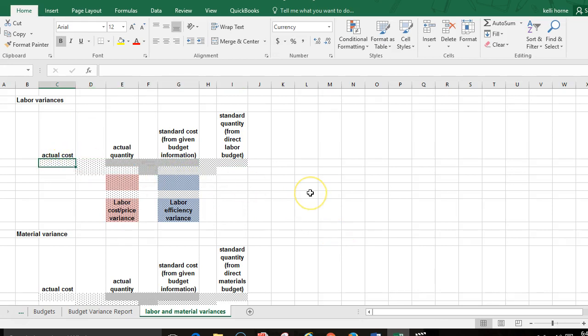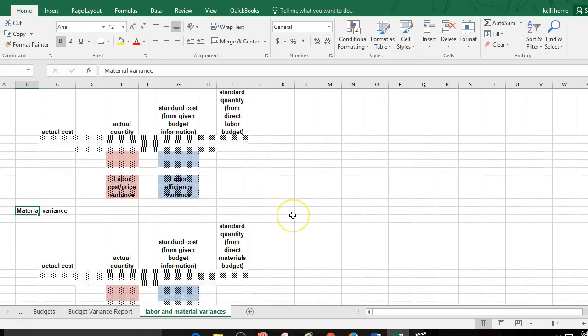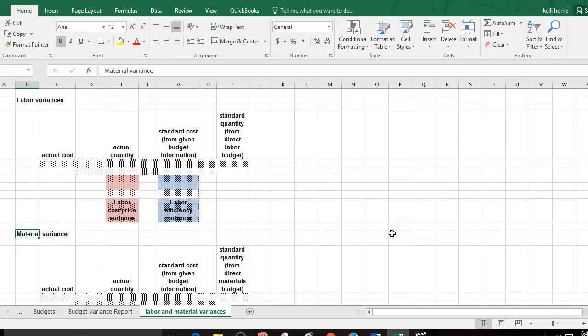All right, so if you look here, you're going to be looking at labor variances, and you're going to be looking at material variances. So you can see this worksheet is separated into two different sections. I'm going to walk with you through the labor portion, and then I'm going to let you work on the material variance portion. Okay? All right. So let's start filling out this worksheet.